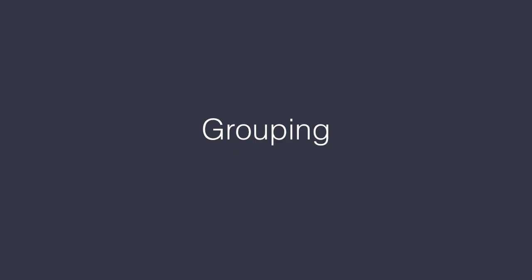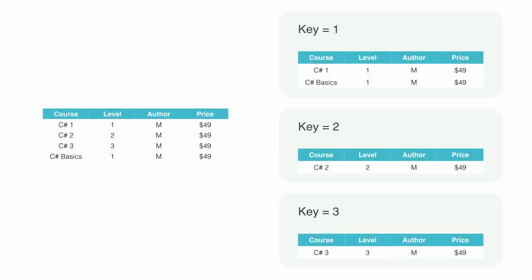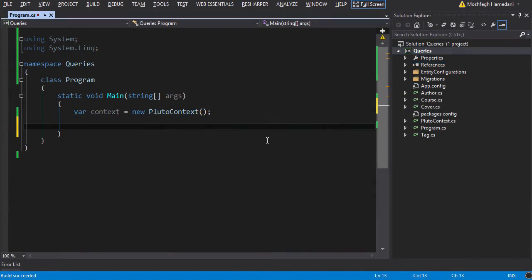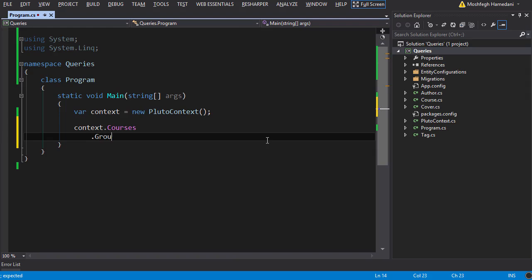Next, grouping. As I told you in the last lecture, grouping in LINQ is different from grouping in SQL. In LINQ, we use GroupBy to break down a list into multiple groups. So imagine we want to break down all courses by their level. So we want to get 3 groups, group 1, group 2, group 3, and each group will have all the courses in that level. So context.courses.GroupBy.